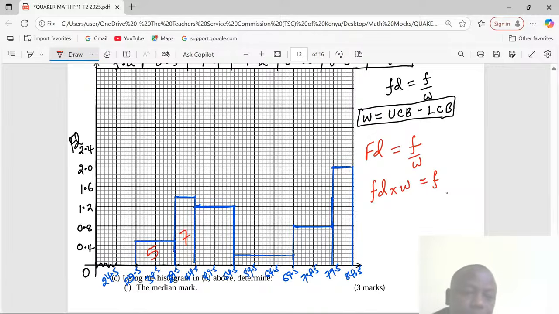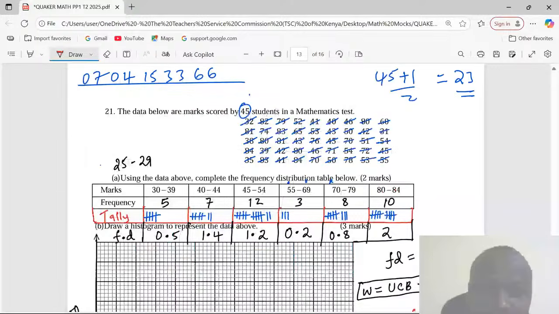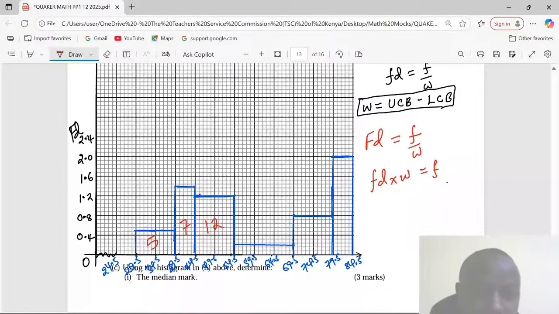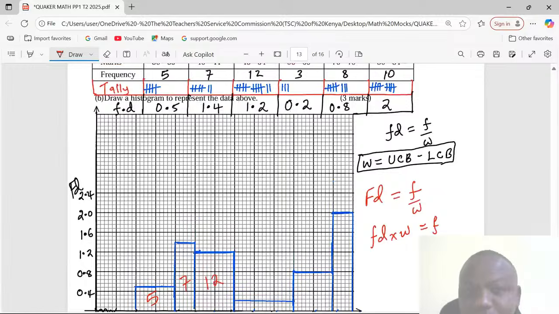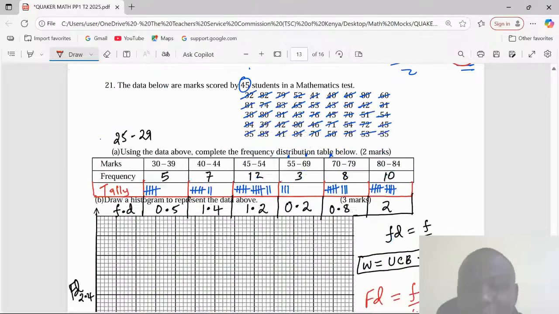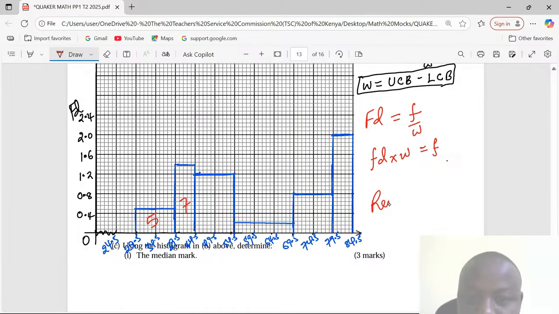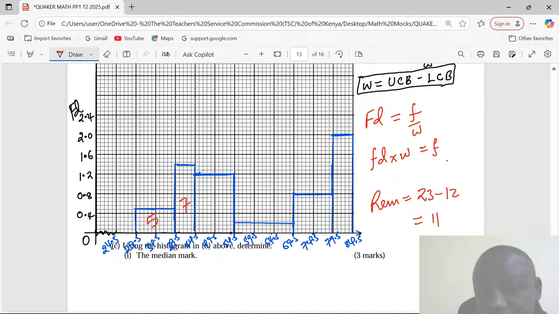In the second, it is 7. When you add up, we get 12. In the third, we are going to get 12 once again. So 5 plus 7 plus 12 is now 24, and 24 is beyond the middle student, who is 23rd. So in the third class, we don't need all of them. From 23 minus 12, we get 11. So we have 11 students now, which must be added to the first 5 and 7.